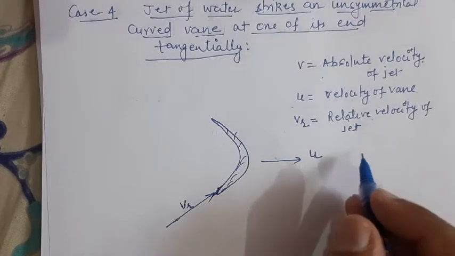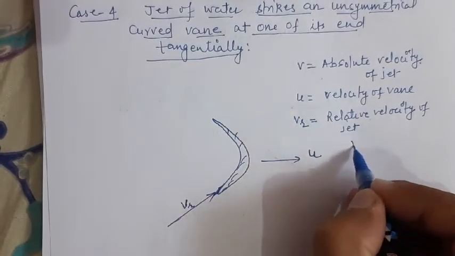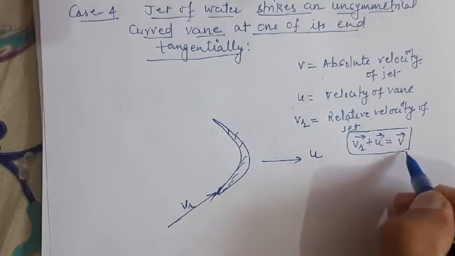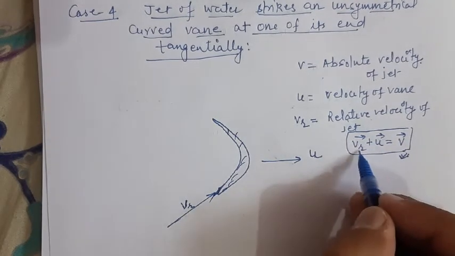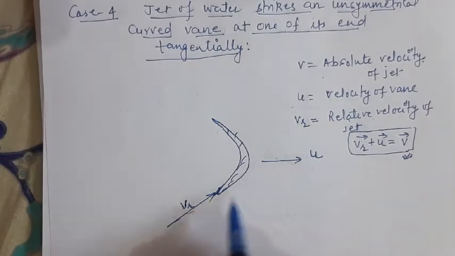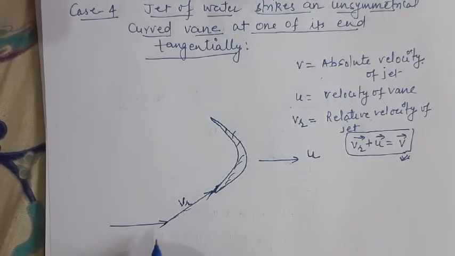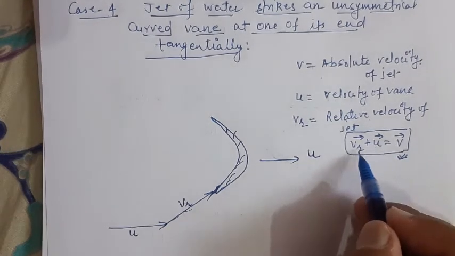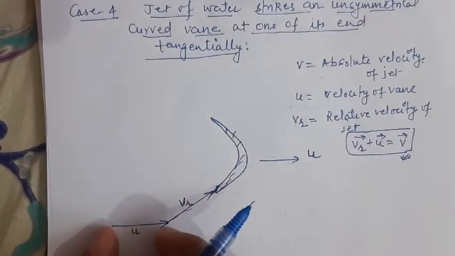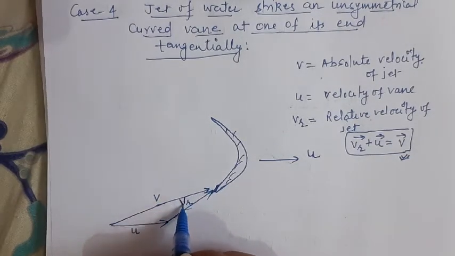Now, we have to note an important point. I have to draw u and v over here. v, u and vr are related by vectorial addition: vr vector plus u vector equals v vector. Therefore, I have to add the vr vector and u vector. I have to keep u with vr, because two vectors can be added if the tail of a vector is connected to the head of another vector. So I have put u over here. This is u. Now it is very easy to draw v. This will be v, and this is vr.